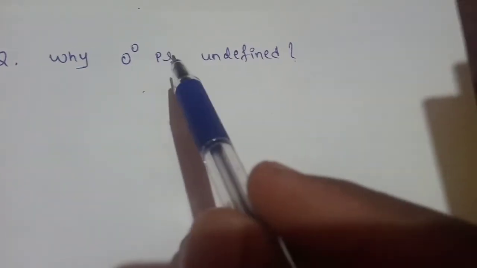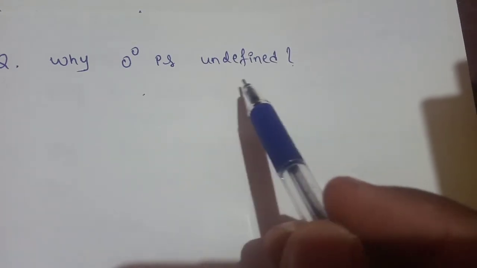Last video we discussed some undetermined forms. As a continuation, in this video we have to discuss why 0 power 0 is undetermined, or why we call it an indeterminate form. Let's come to my notepad. Why is 0 power 0 undefined?